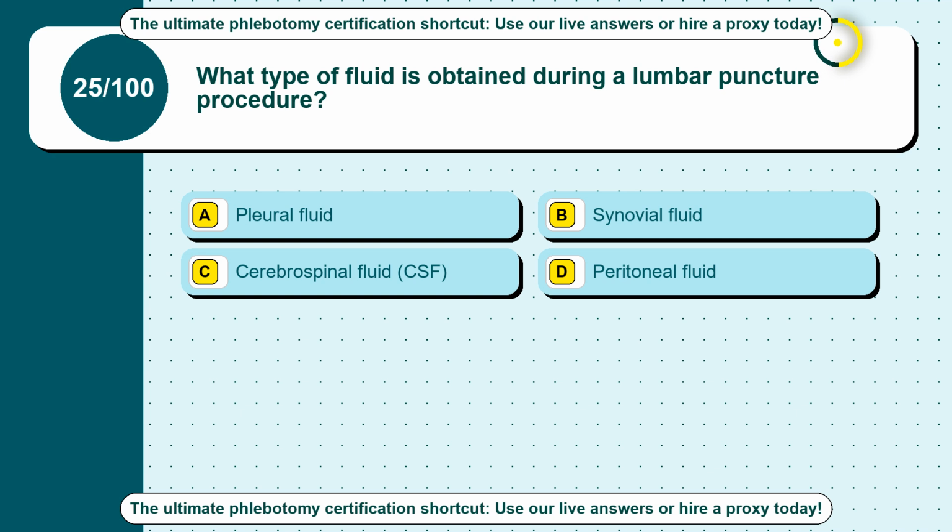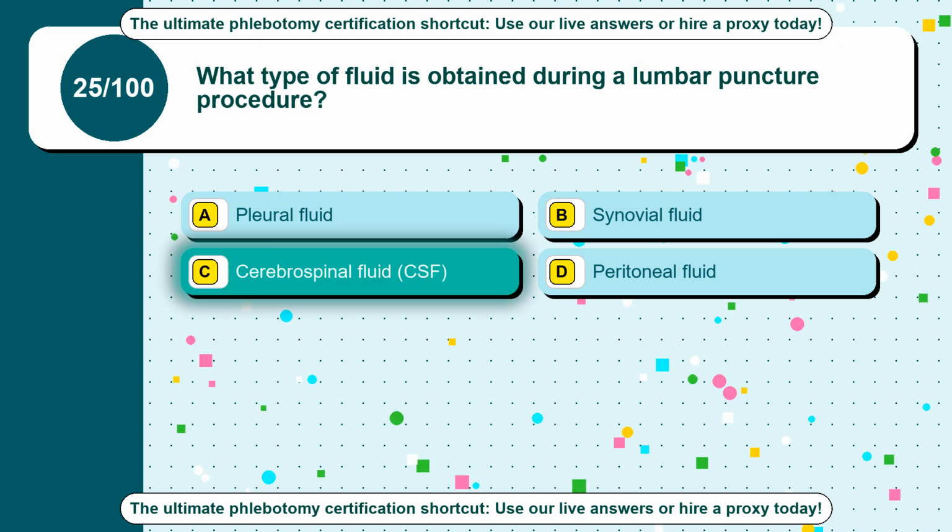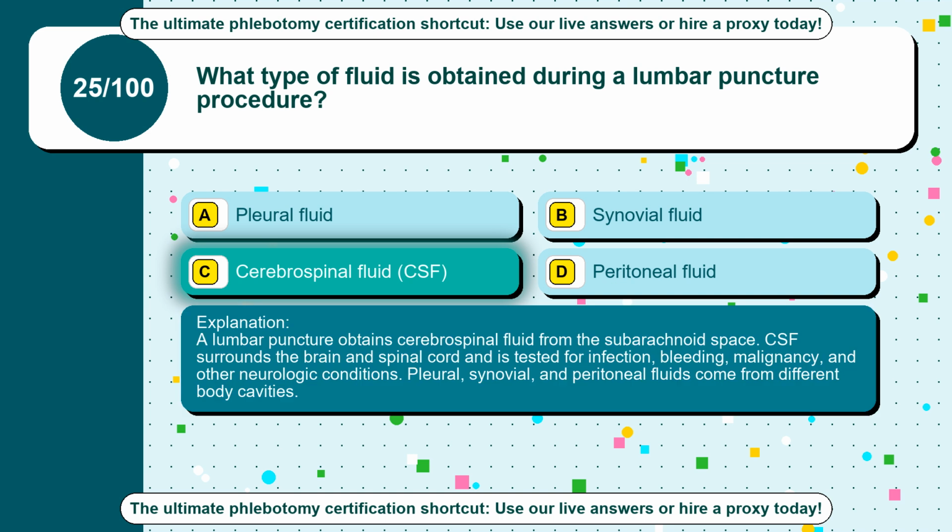Option B, synovial fluid. Option C, cerebrospinal fluid, CSF. Option D, peritoneal fluid. The correct answer is option C, cerebrospinal fluid, CSF. A lumbar puncture obtains cerebrospinal fluid from the subarachnoid space. CSF surrounds the brain and spinal cord and is tested for infection, bleeding, malignancy, and other neurologic conditions. Pleural, synovial, and peritoneal fluids come from different body cavities.